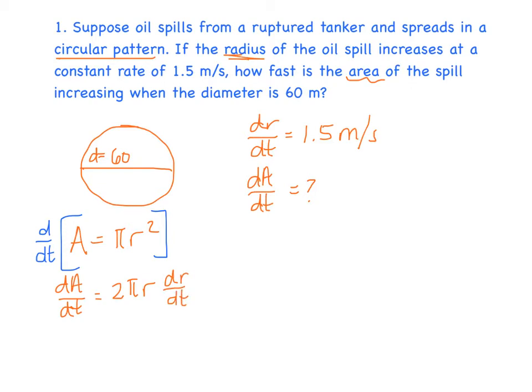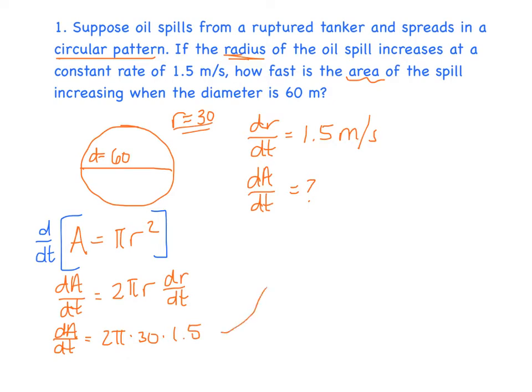All right, so if I look here at all the pieces that I need, dA/dt is what I'm looking for. 2 pi are just numbers. R is radius. Well, they gave me obviously the diameter up here. So if they give me the diameter is 60, I know that my radius is 30. So we want to make sure that we're not fooled by that, that we know to properly convert that. And then dr/dt they give me. So at this point, I'm ready to just go ahead and plug in. So dA/dt is equal to 2 pi times 30 times 1.5.